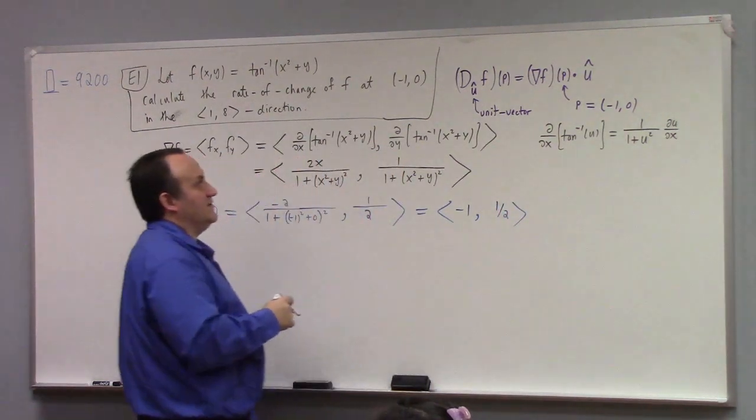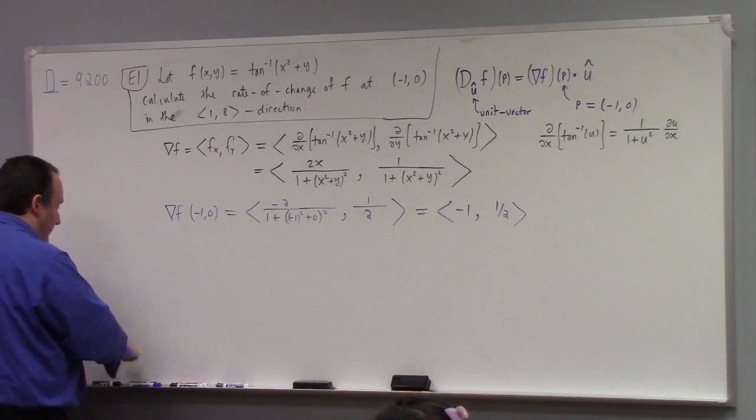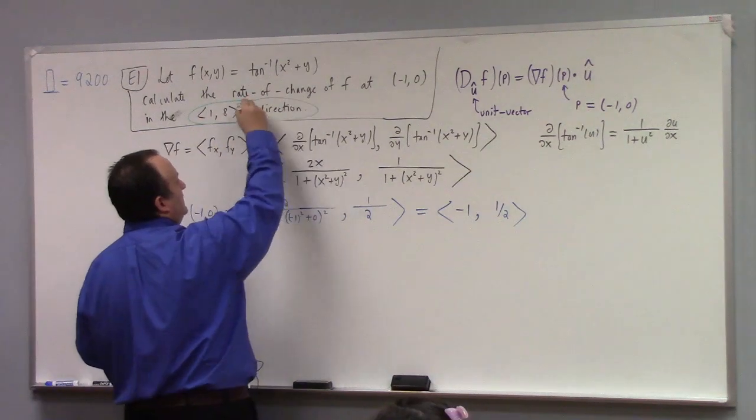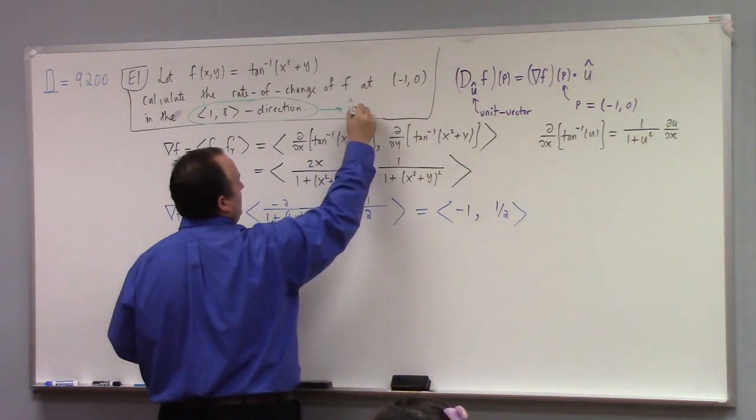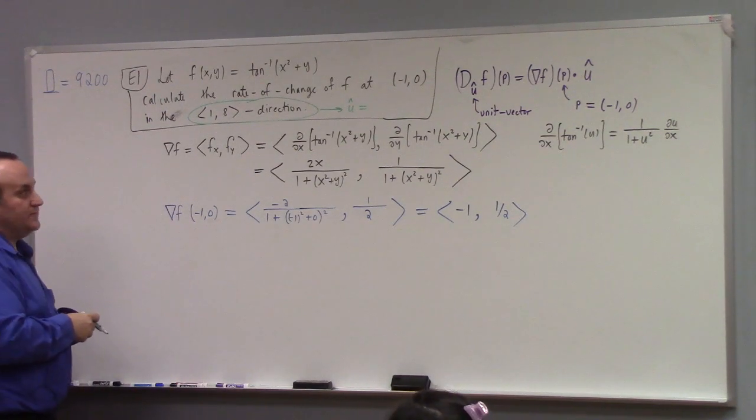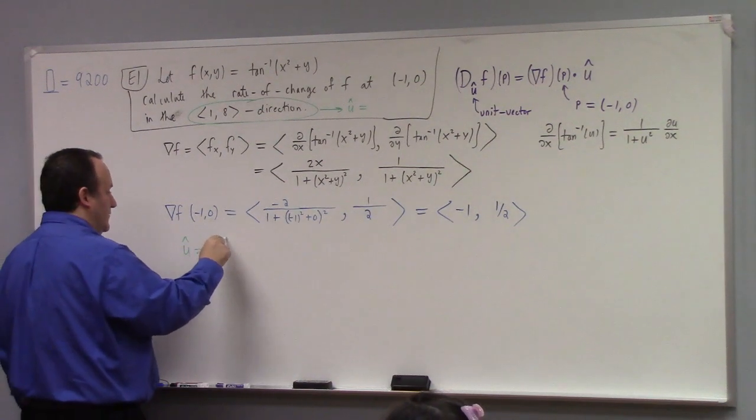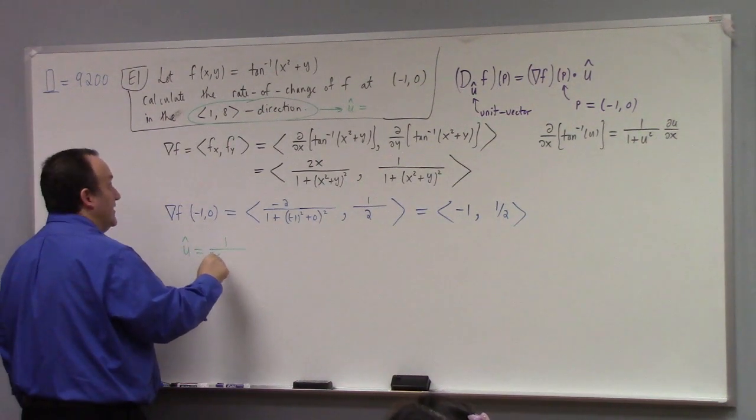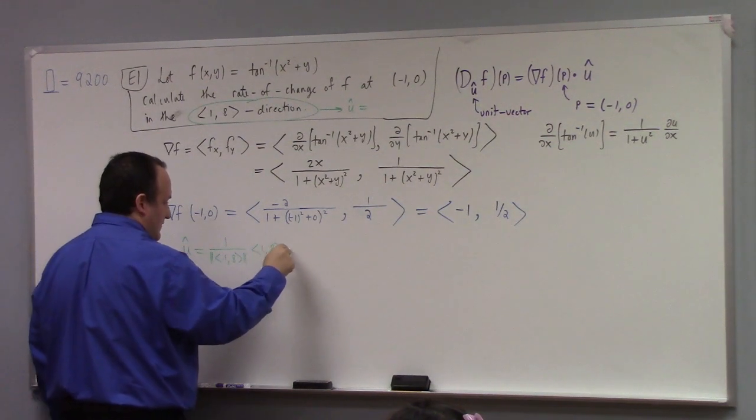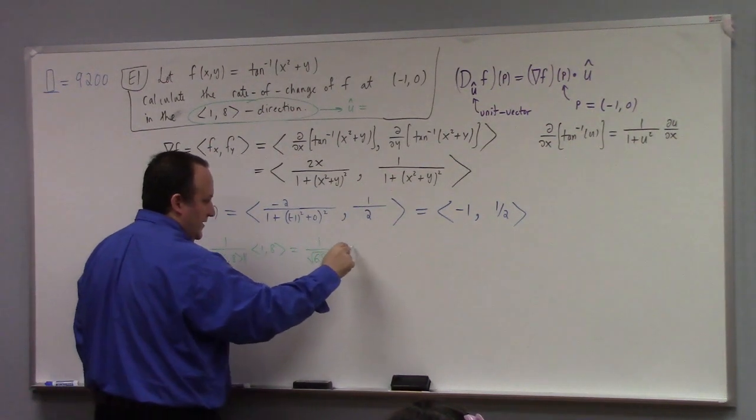Great. What's next? U hat. Is the given vector u hat? See this right here? This informs u hat equals what? We need to take the vector and normalize it. So u hat would be equal to 1 over the length of the (1, 8) vector times the (1, 8) vector, also known as 1 over the square root of 65 times (1, 8).